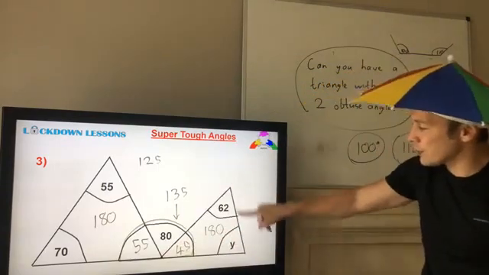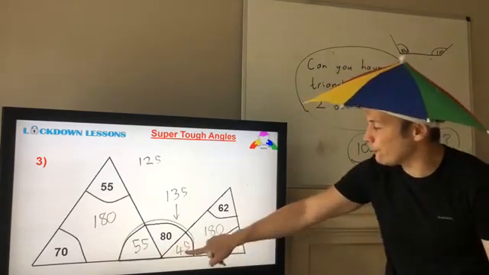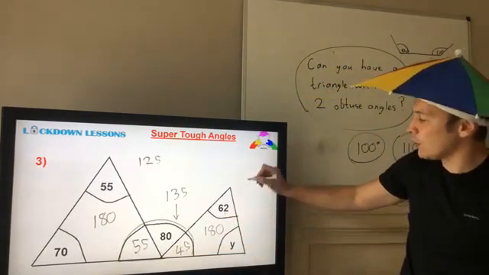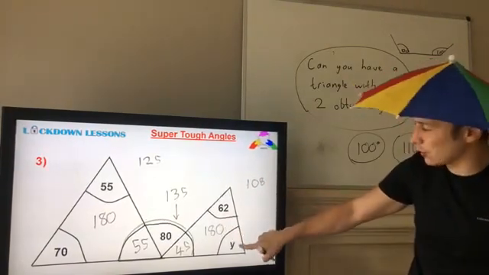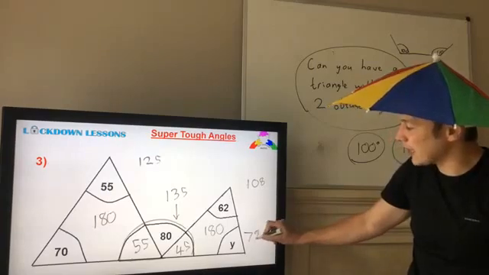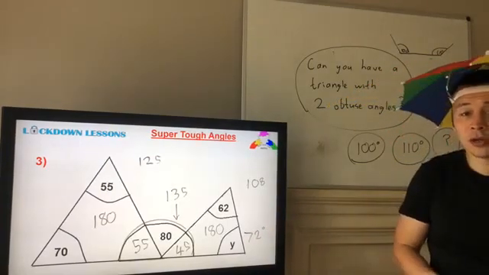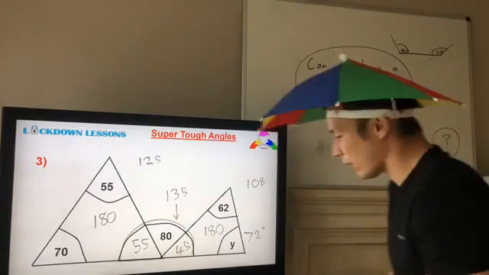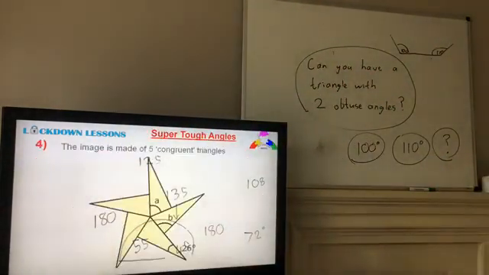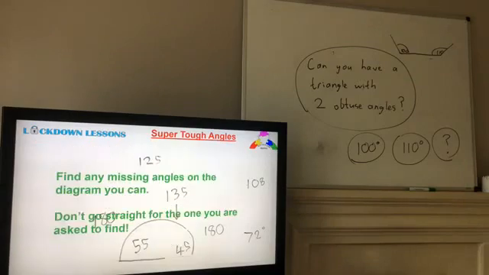And then you've got another triangle here. If we do 45 plus 62, we get 108. Left to get to 180 has to be 72 degrees. Okay, now we're going to do one more question, an easy one on that, and then we're going to play bingo. So, can we have a go?